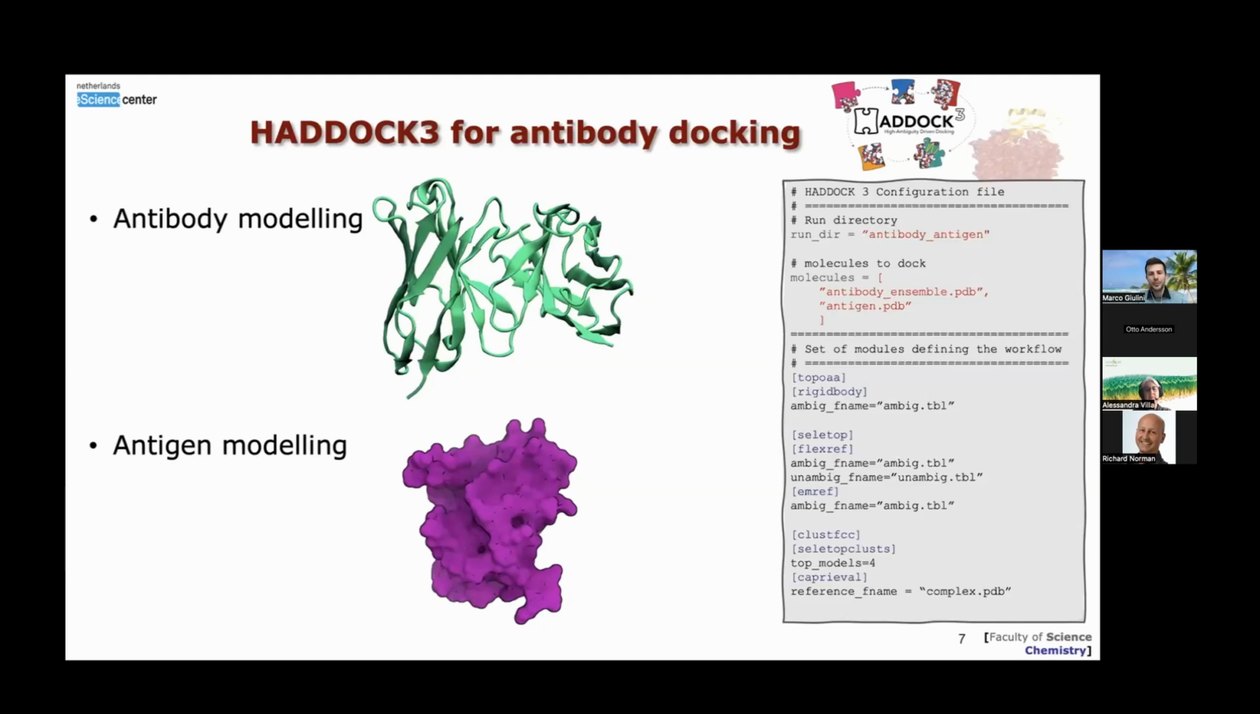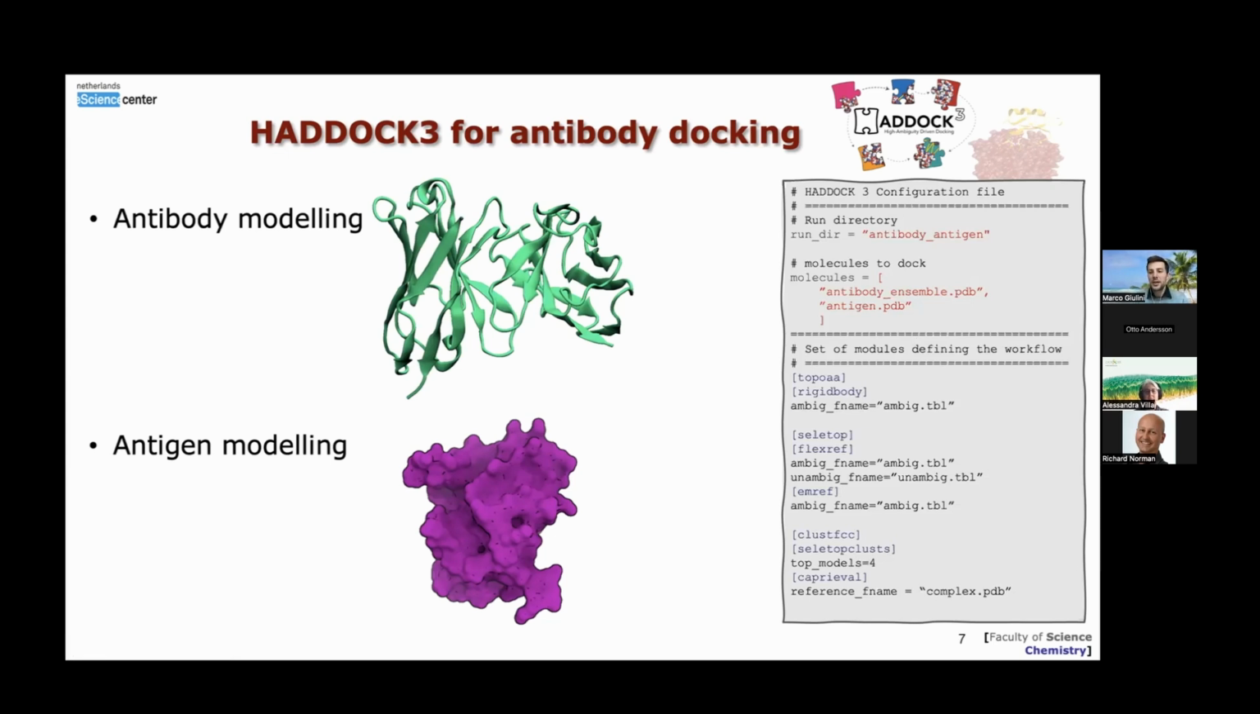And then you plug these two molecules into what is called a HADDOCK3 configuration file. Basically, at the beginning, you define where the docking is going to happen, and then you plug these two molecules, antigen and antibody. Here I say antibody ensemble because it's known that for an antibody, it's better to have more models in input. And then you place a set of different modules that define your docking workflow with HADDOCK3.